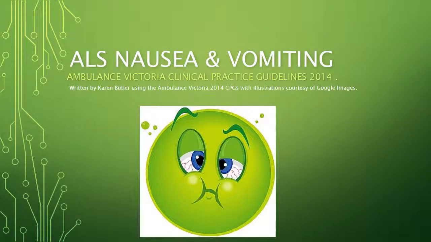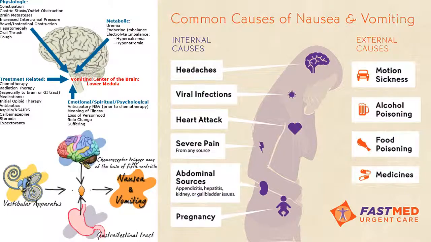Advanced Life Support Nausea and Vomiting, Ambulance Victoria Clinical Practice Guidelines. So, vomiting. There are many different causes of nausea and vomiting. Internal causes include headaches, viral infections, heart attacks, severe pain from any source, abdominal sources, appendicitis, hepatitis, kidney or gallbladder issues, and pregnancy. And external causes include motion sickness, alcohol poisoning, food poisoning, and medicines.